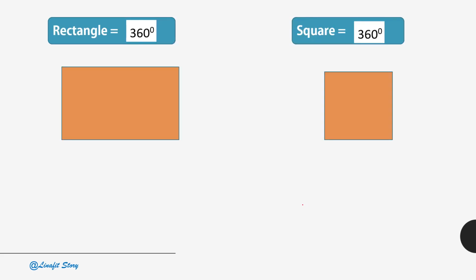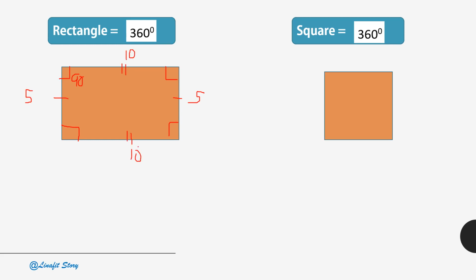The properties for rectangle. For example, all the angles of a rectangle are 90 degrees. So this is 90, this is 90, 90, and 90. And then opposite sides of a rectangle are equal and parallel. So let's say this is 5 cm, this is 5 cm. This is 10 cm, this is 10 cm.